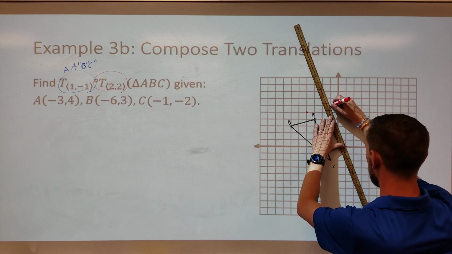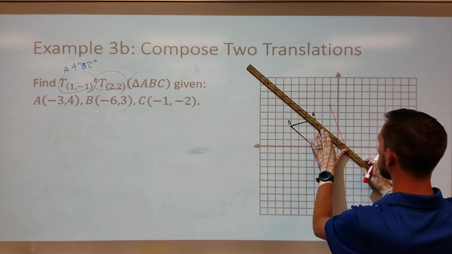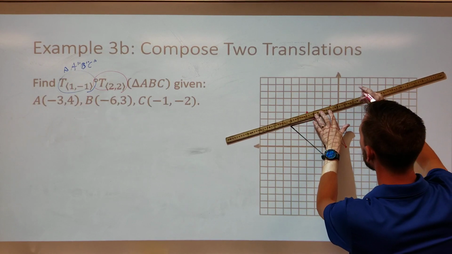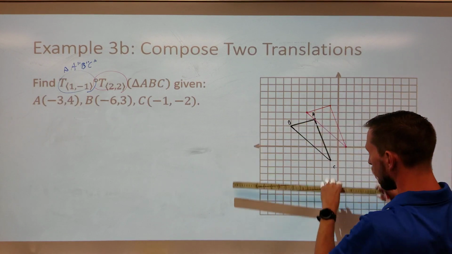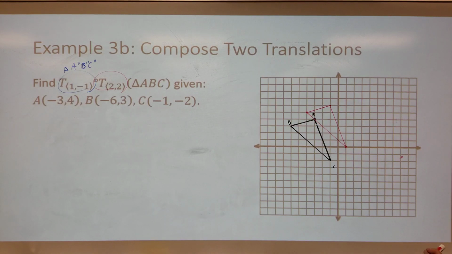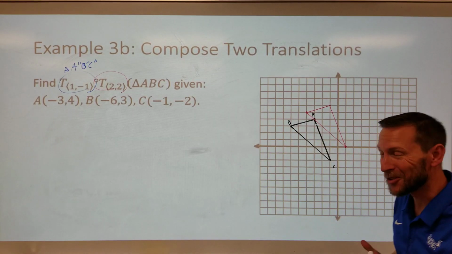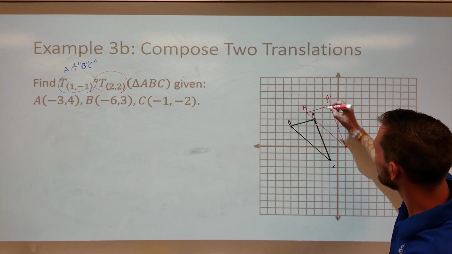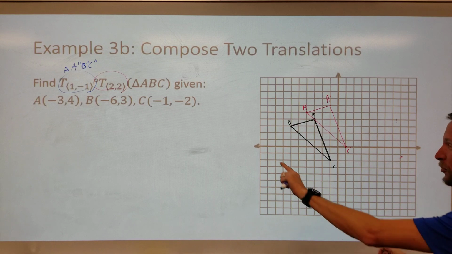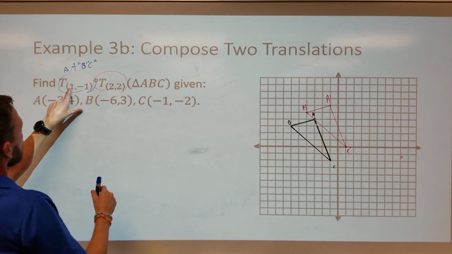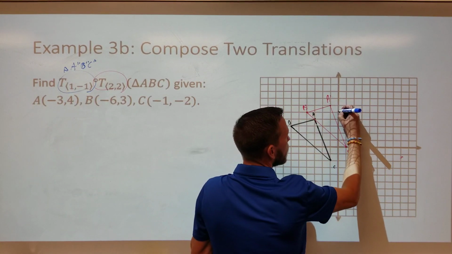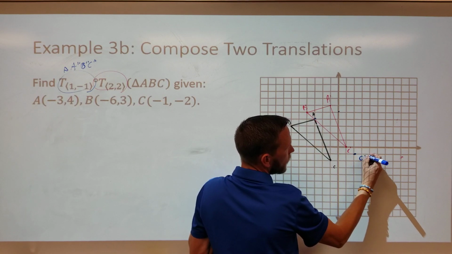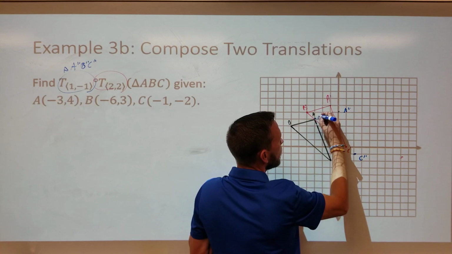So this is, again, a step-by-step. We know that the result here, since this is the same translation, is going to be over 3, up 1. But we're going to do it as a double translation first. So this is our A prime, B prime, C prime. But then we do the second translation, which is to the right 1, down 1, to the right 1, down 1, for C double prime, A double prime, and B double prime.